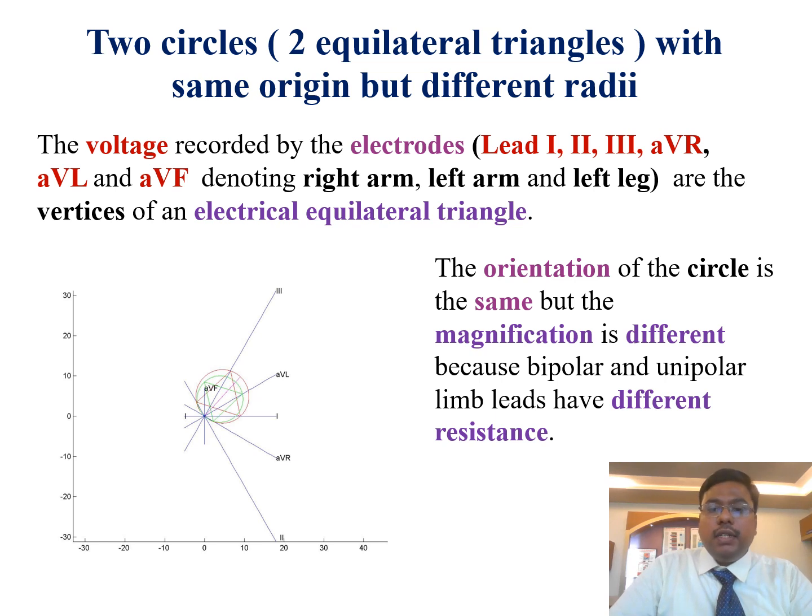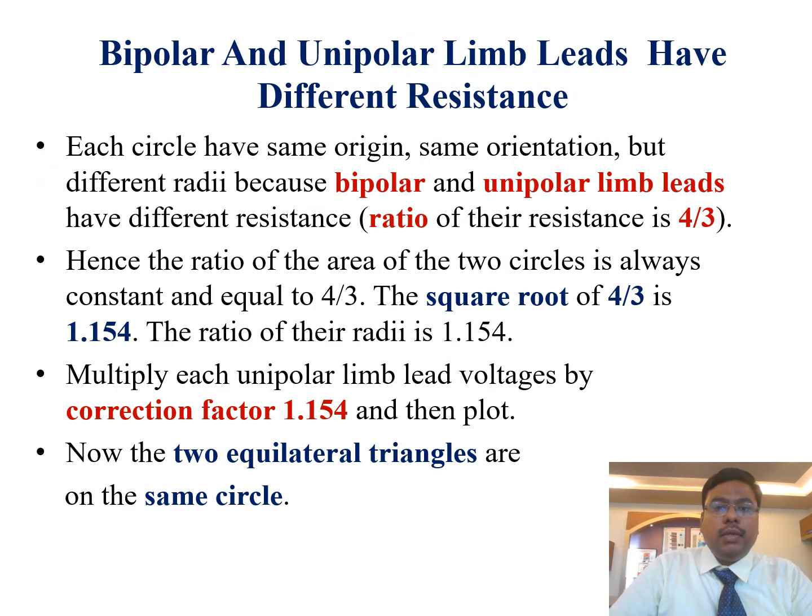The orientation of the circle is the same, but the magnification is different because bipolar and unipolar limb leads have different resistance. Each circle has the same origin and same orientation, but different radii. The ratio of the resistance is 4/3. The square root of 4/3 is 1.154. So multiply each unipolar limb lead voltage by the correction factor 1.154 and then plot. Now the two equilateral triangles are in the same circle.